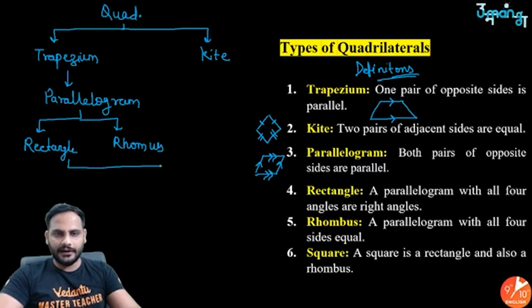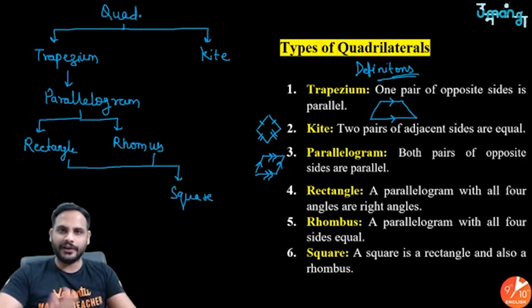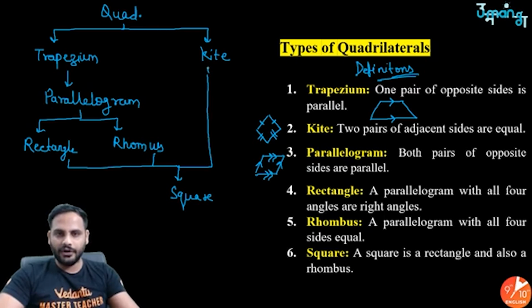Then under rectangle and rhombus comes square. A square is a rhombus as well as a rectangle. A square is a rhombus whose all angles are 90 degrees. A square is a rectangle whose all sides are equal. Got it? And a square also comes under kite, because in a square all sides are equal, so two pairs of adjacent sides will definitely be equal. Okay.